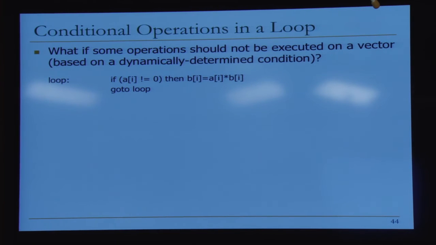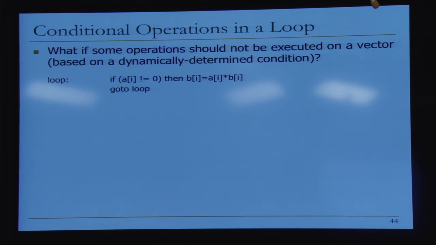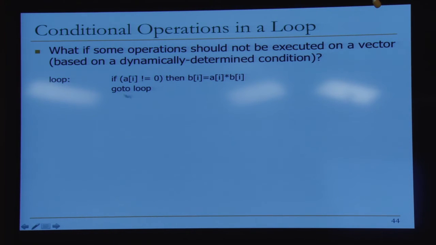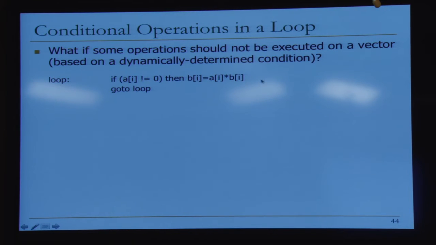Okay, let's take a look at another thing that we need to make this general purpose. We've already discussed, actually, conditional operations. What if some operations should not be executed on a vector? What if they should be executed based on a dynamically determined condition? For example, I have this terribly written code here to fit into the slide, which is a go-to. Don't do this. It works. Basically, if A[i] is not equal to zero, then you do this calculation. Otherwise, you don't do this calculation for that element. And you keep doing this forever with this go-to. And I guess you need to have a break here.